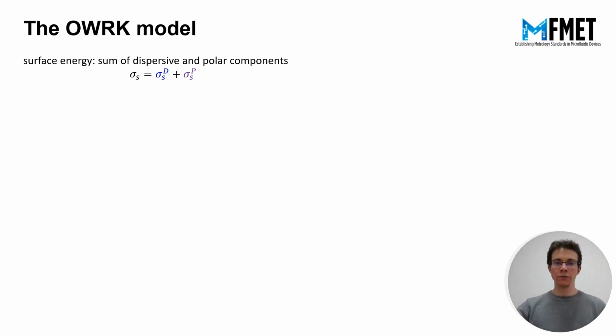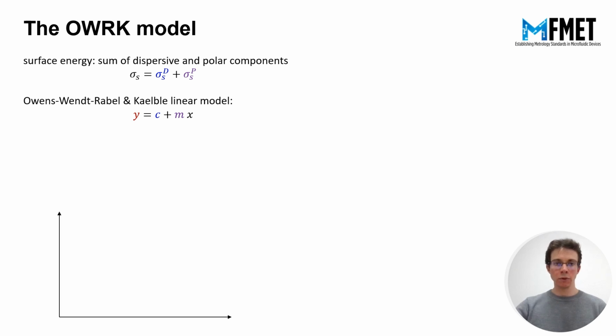Let's see how to evaluate the surface energy of one solid material in practice. The surface energy is the sum of a dispersive component and a polar component. The idea is then to find a relation with these two components. This has been done by Owens, Wendt, Rabel, and Kaelble, who designed a linear model between two quantities, x and y. X only depends on the liquid properties. This can be found in the scientific literature.